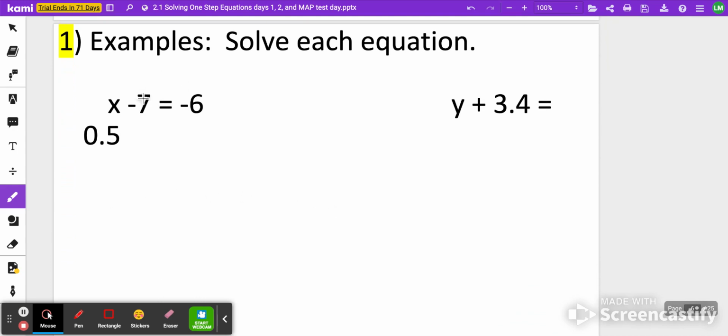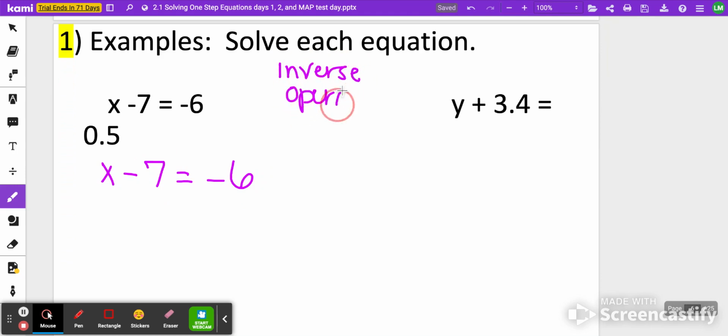But the first one we're going to try is this one: X minus 7 is equal to negative 6. I'm just going to rewrite this down here so we've got some more room. Whatever we see, we're going to use what's called the inverse operation. So whatever is happening to X, we're going to do the opposite. This is something you should have seen in 7th grade, so hopefully this is a review for you.